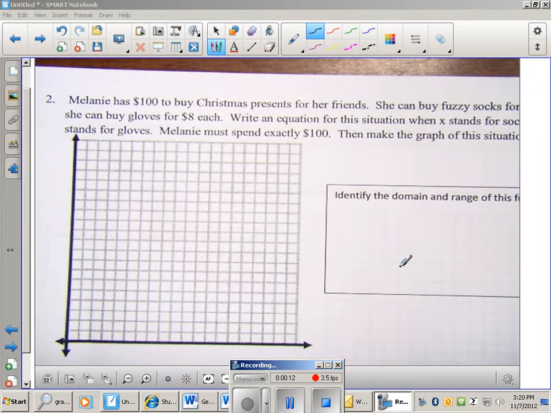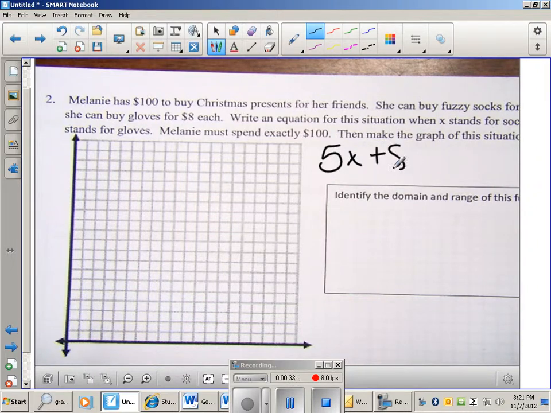So Melanie has $100 to buy Christmas gifts for her friends. She can buy fuzzy socks for $5 and gloves for $8. So the first thing we're asked to do is write the equation in standard form when X is the number of socks and Y is the number of gloves. So we're going to write that in standard form. So that's going to be 5X plus 8Y.